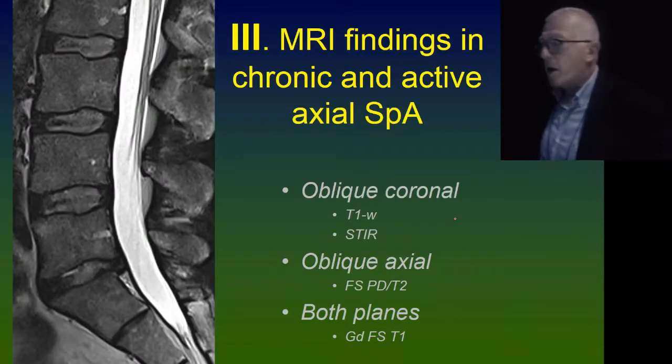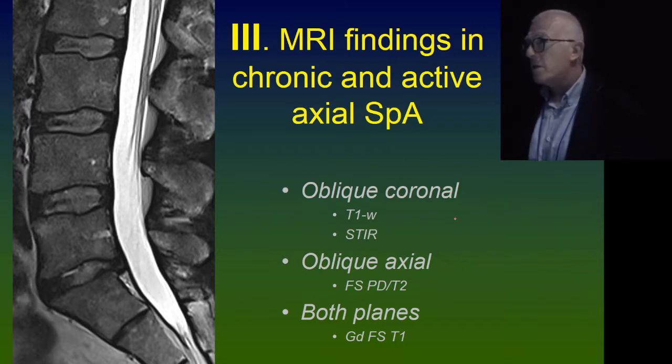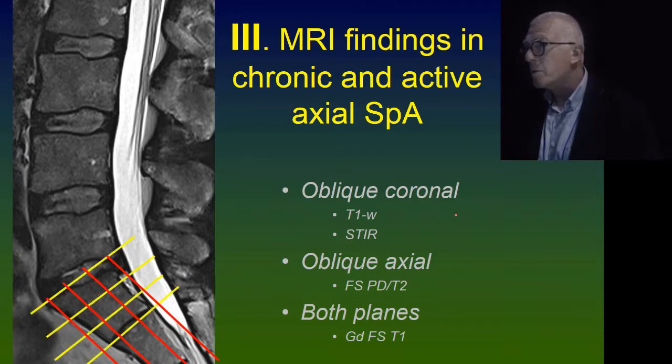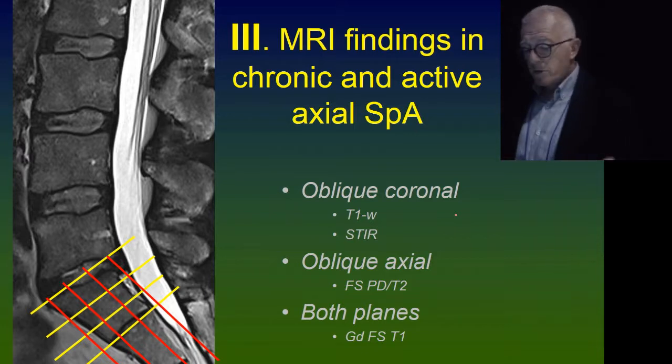Let's move now to MR. The third topic. MRI now is considered to be the method of choice. The technique is very easy. We need a sagittal T2, and then we plan an oblique set of images, oblique coronal and an oblique axial perpendicular to the previous one. We need to have always an oblique coronal T1, and we need to have two fat-suppressed sequences. I usually apply both STIR and fat-suppressed PD or T2.